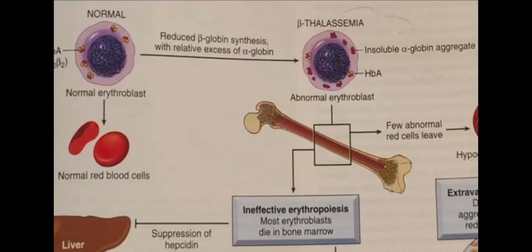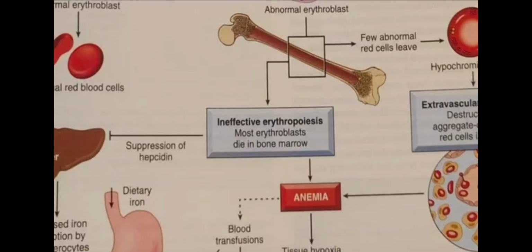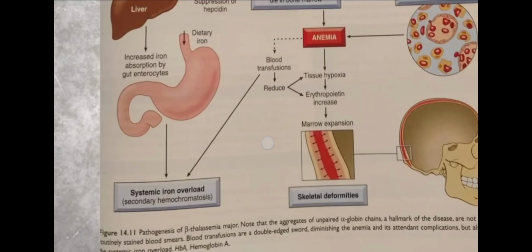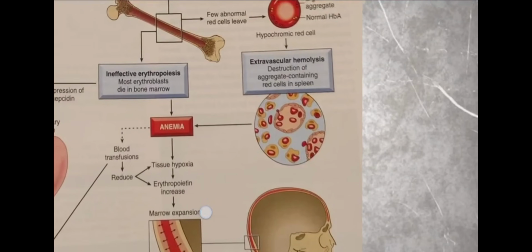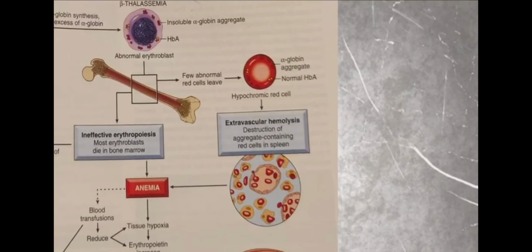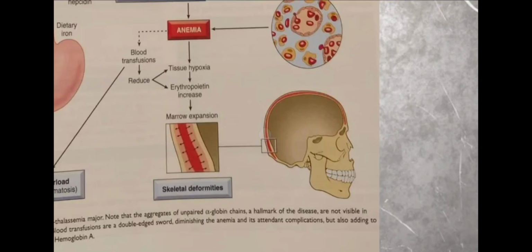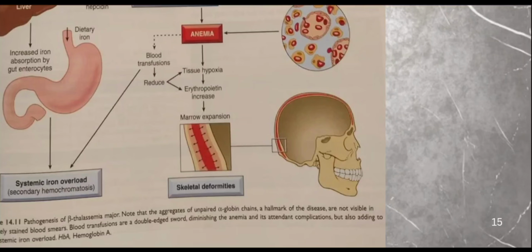So this leads to ineffective erythropoiesis, and most of the erythroblasts die in the bone marrow itself, which leads to suppression of hepcidin and increased iron absorption in gut enterocytes, and which leads to systemic iron overload. And hypochromic red cells are destroyed in the spleen, so extravascular hemolysis will occur. It means the destruction of aggregate-containing red cells in the spleen, which leads to anemia and tissue hypoxia, and erythropoietin increases. If erythropoietin is increased, bone marrow expansion will occur, which leads to skeletal deformities. We can see further.